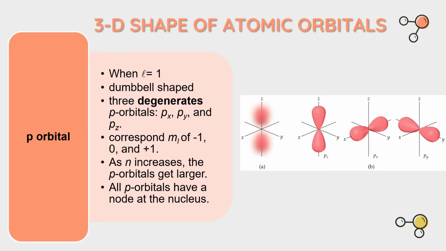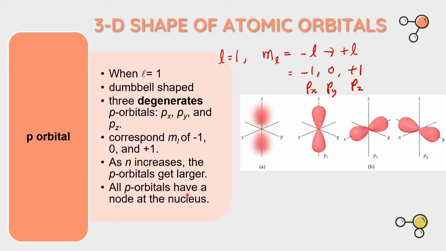If you still remember, when we have the value of L equals 1, the value of the ml, we take the value from -1 until +1. Okay, so which is -1, 0, and +1. So since we have three numbers over here, these three numbers represent the px, py, and pz orbital. And again, as the n increases, as the energy level increases, the p orbitals will get larger. Besar nilai n, so the size of this orbital ini pun akan semakin besar.